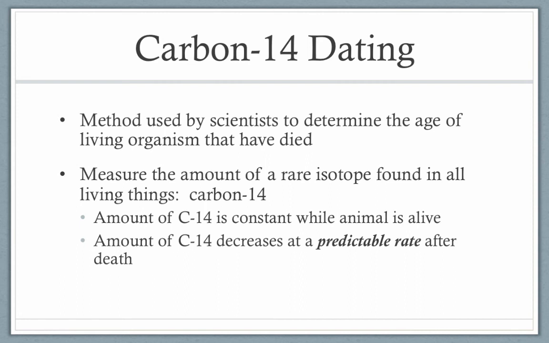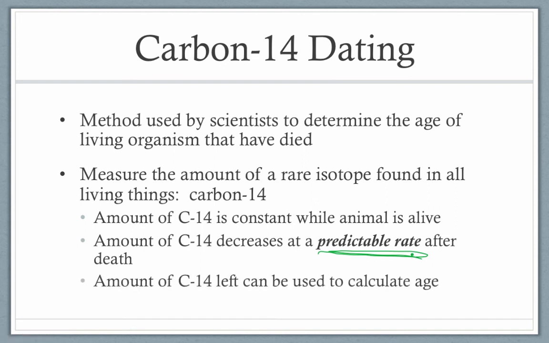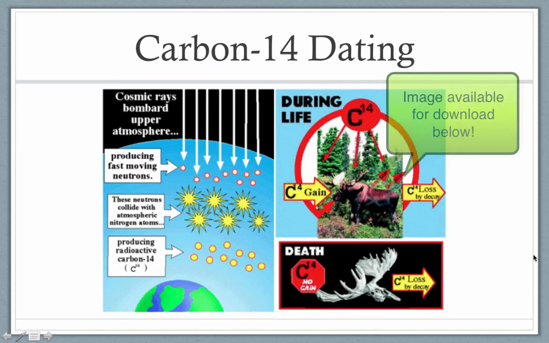The amount of carbon-14 after death decreases at a predictable rate. And this is really the name of the game here. Because it happens at a very predictable rate, it's something we can use as a mathematical tool to figure out age. So the amount of carbon-14 left, after that predictable rate has occurred, can be used to calculate the age of our sample. Here's some more details in the actual process itself.